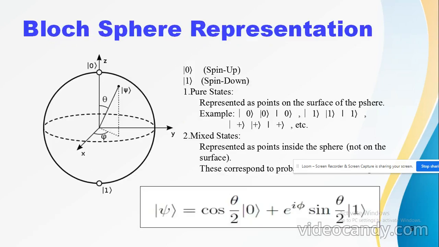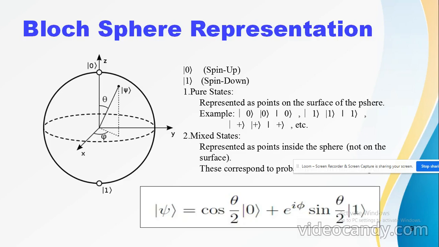Now let us move on to the Bloch sphere. The Bloch sphere helps to visualize the superposition and the phase of a qubit, which are critical to quantum computing. The Bloch sphere is a visual representation of the qubit state. Any qubit state can be represented as a point on the surface of the sphere.